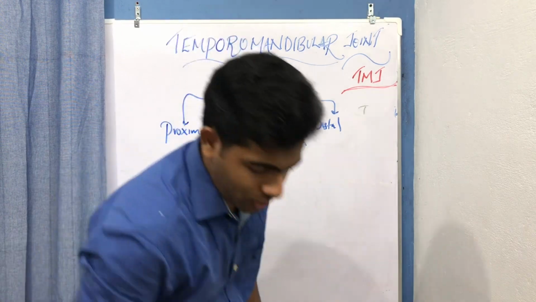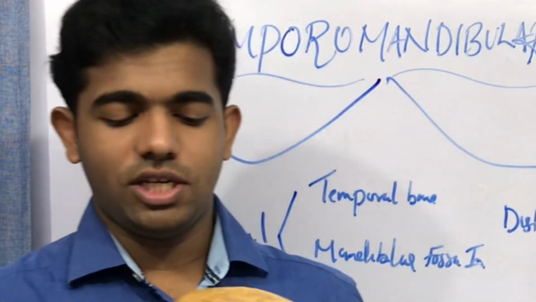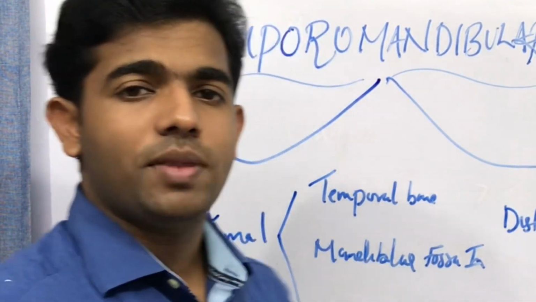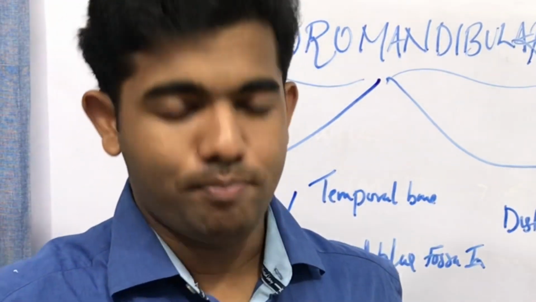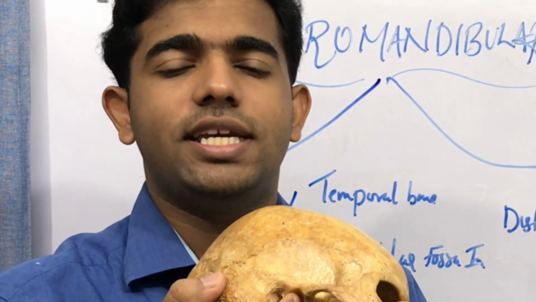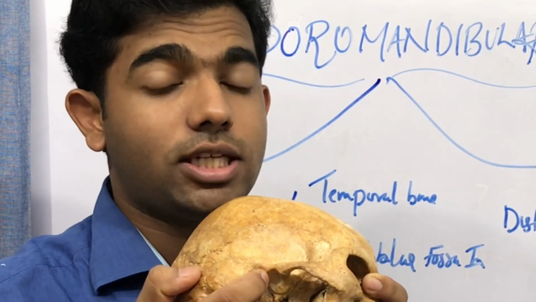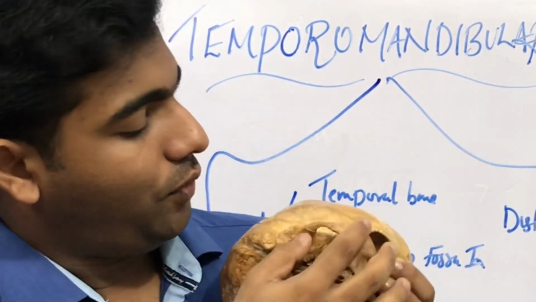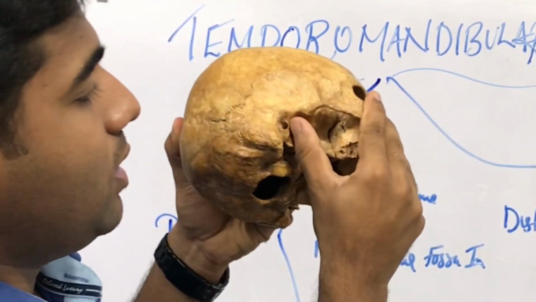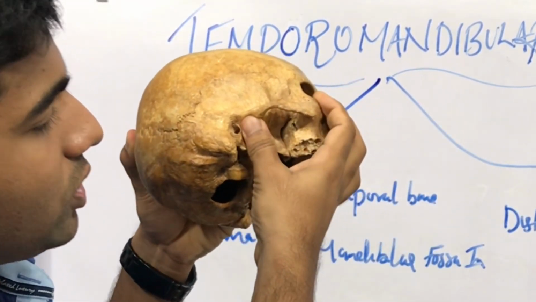Let me explain to you. No need to worry about that. This is your temporal bone, as I told you. And here you have the mandibular fossa. This one is the mandibular fossa. This cavity is the external auditory meatus. Don't confuse it with that. And in front of that, here you have the mandibular fossa. See, my finger goes inside that.